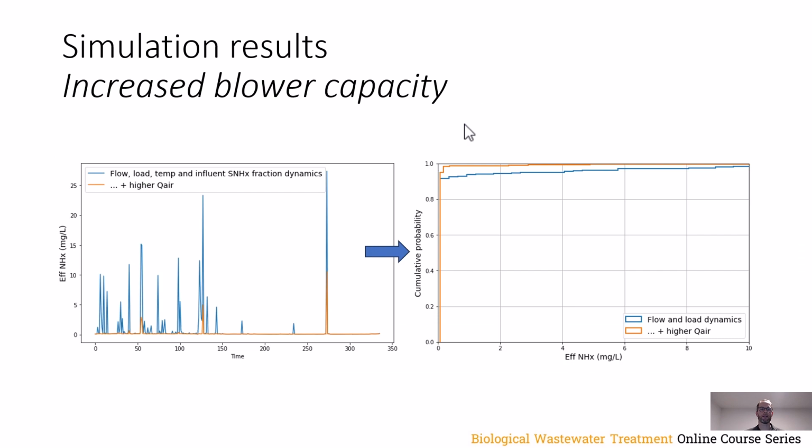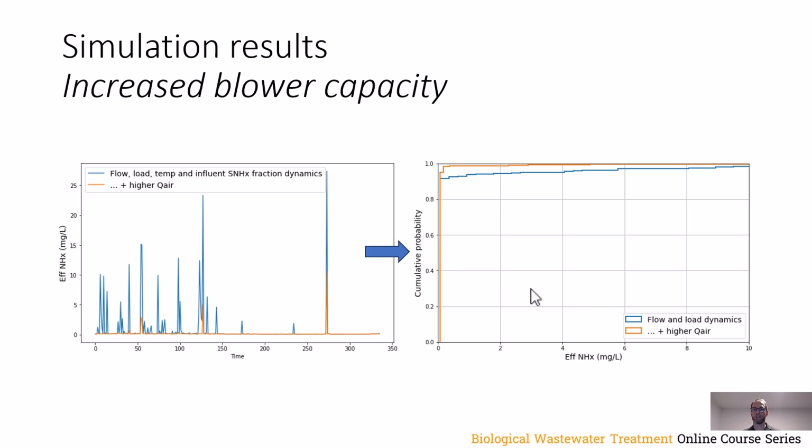So here we see the simulation results that we've generated in the model with the higher airflows, and we're comparing them now with the results where we varied the flow, the load, the temperature, and the influent ammonia fraction. So both on the left-hand side, we can see already that the orange line, really the peaks are there, but they're a lot less frequent and they don't peak as high. So that so much is obvious just by an inspection of overlaying one data set with the other. On the right-hand side, we see even more detail.